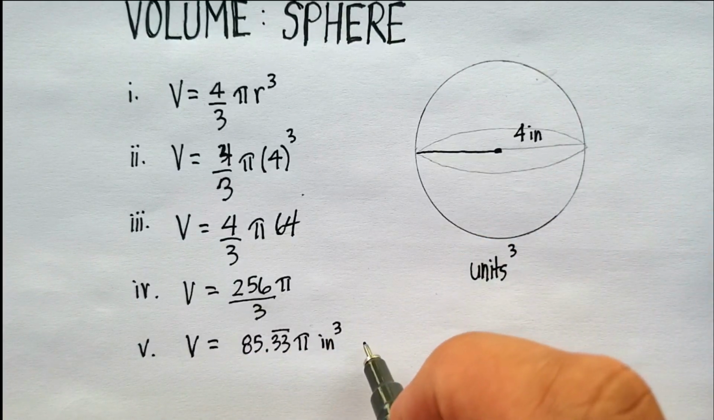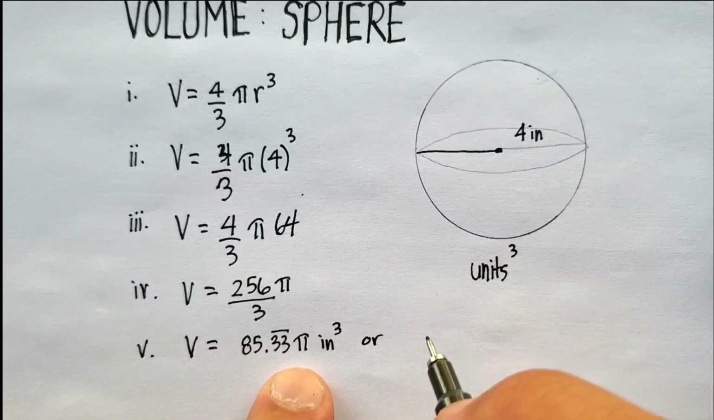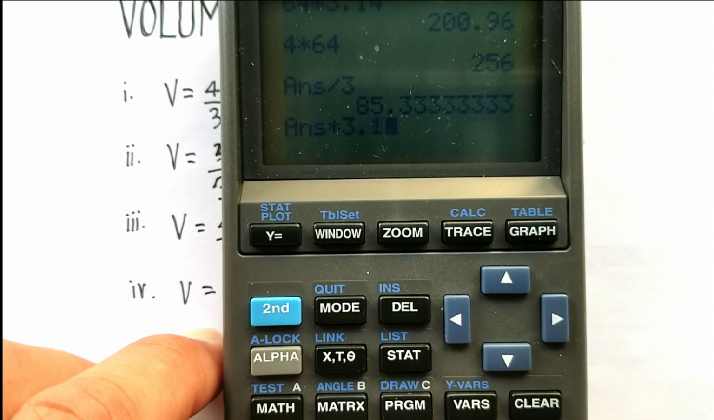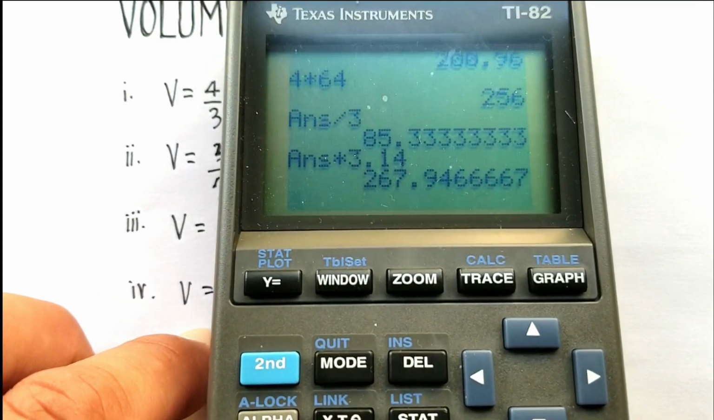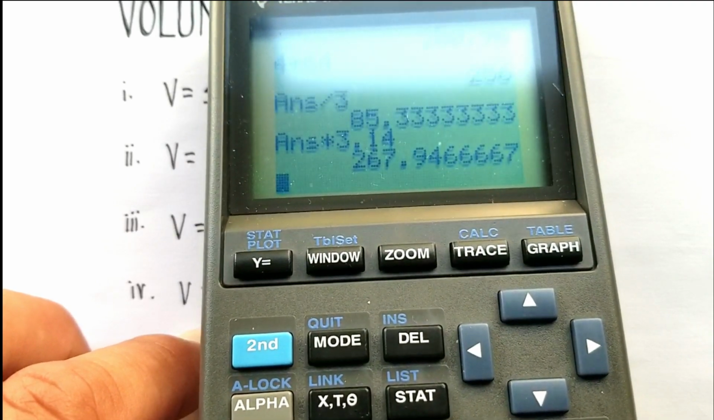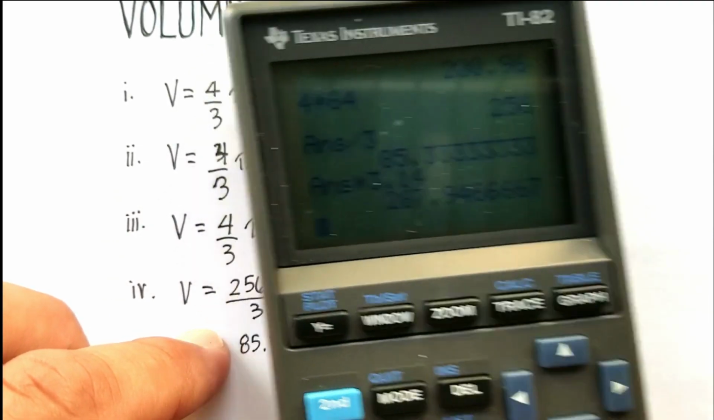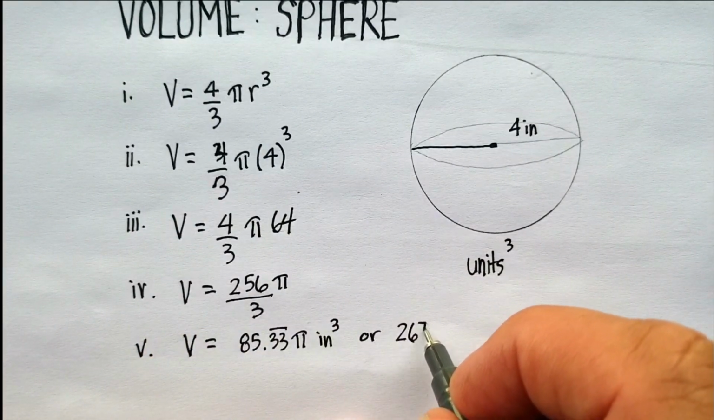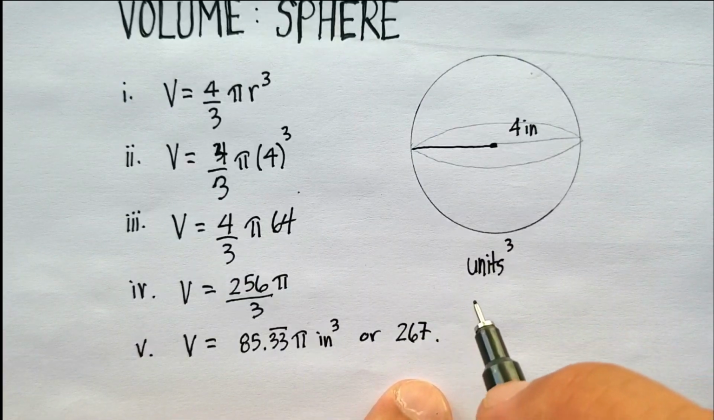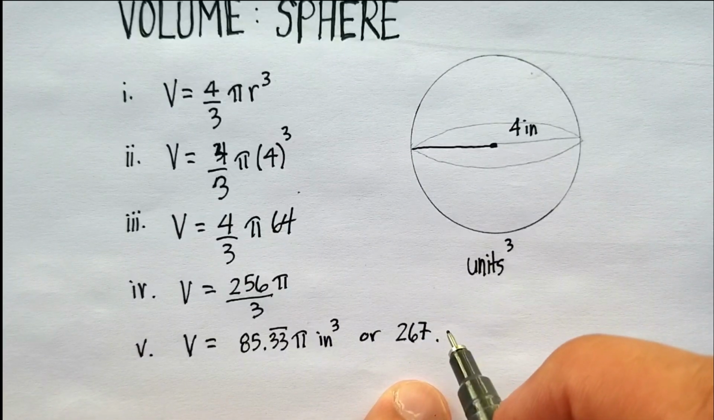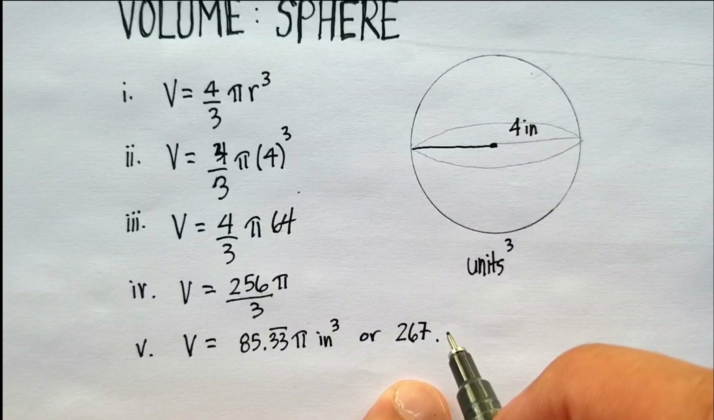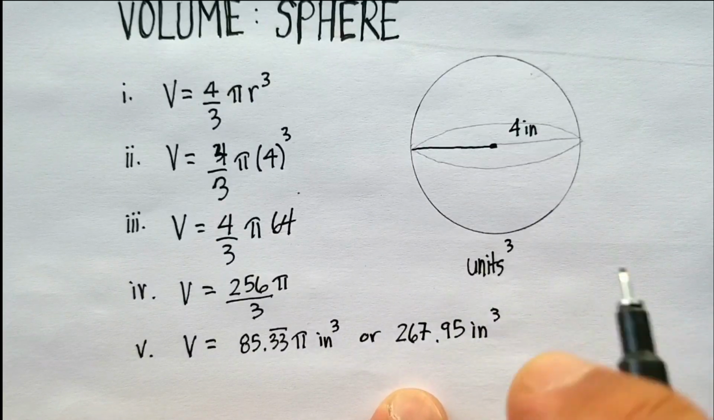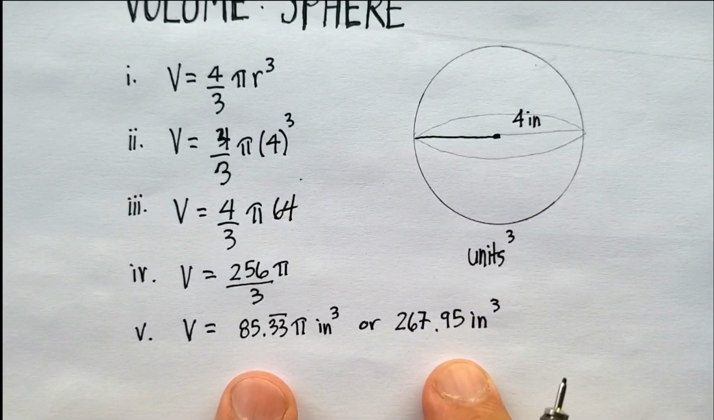I could have also substituted 3.14 for pi. Let me just go ahead and do that. Times 3.14. And I'm left with 267.94666. So let me write that in here. 267.95 inches cubed. Both of these answers, again, should be perfectly acceptable.